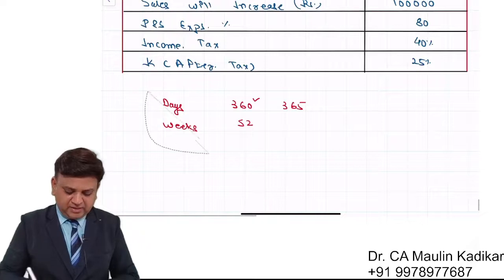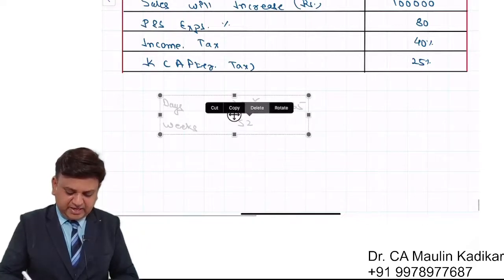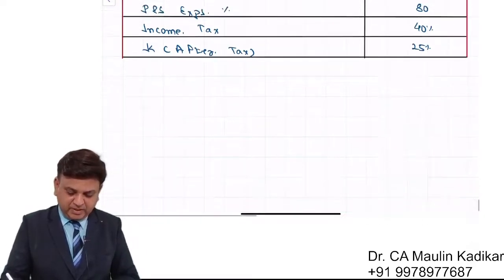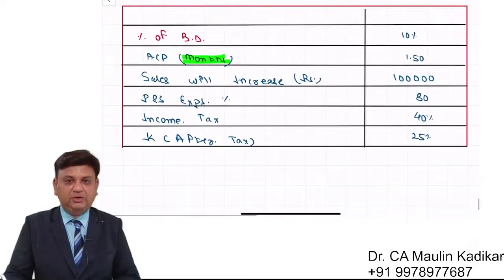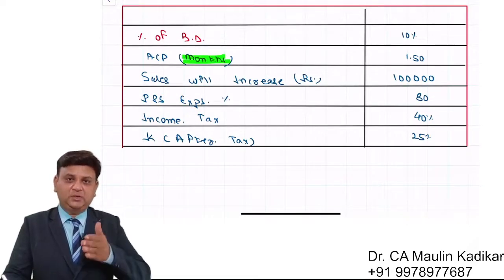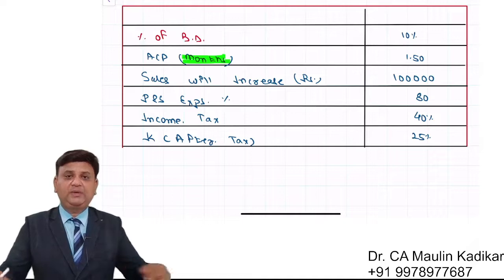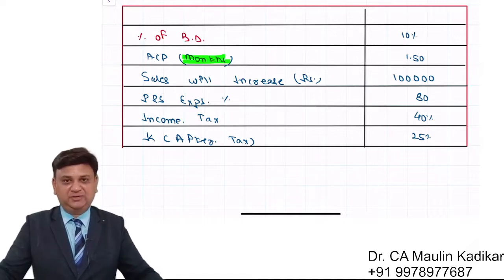I want you to write the answer in the chat box: this question can be solved by how many methods? 1, 2, 3? By how many methods can it be solved?